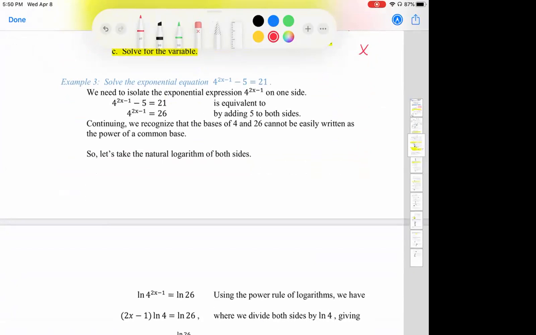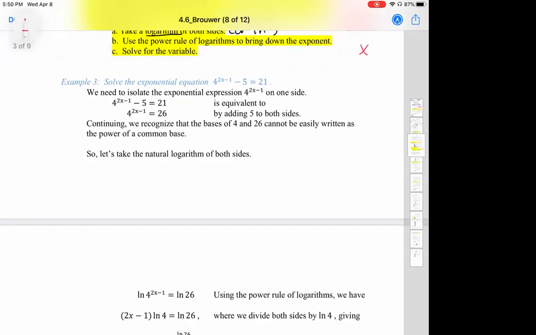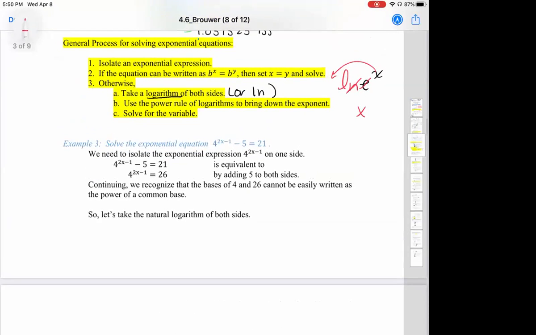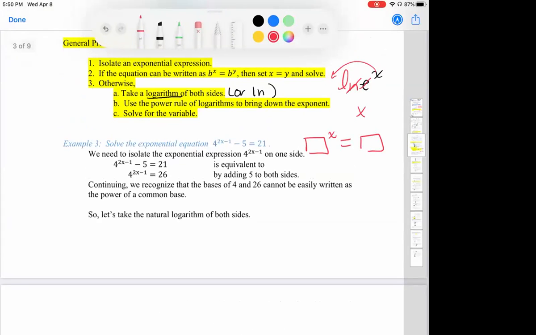Solve the exponential equation 4 to the power of 2x minus 1, minus 5 equals 21. Okay, so before we set this up, I need to have only one term on each side of our equation. If I have a plus or minus something, then I need to move it or incorporate it in some way so that it's not there. So our problem here is the minus 5. I need to move that 5 before I can start applying logs to both sides of our equation.